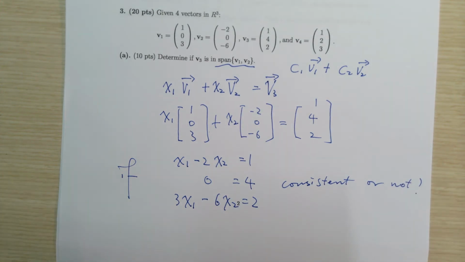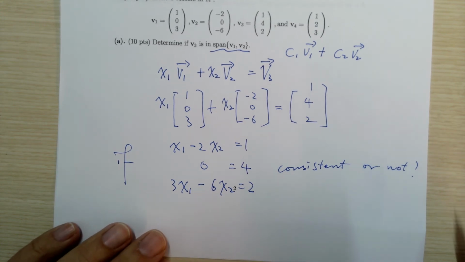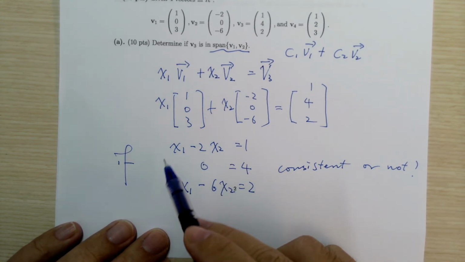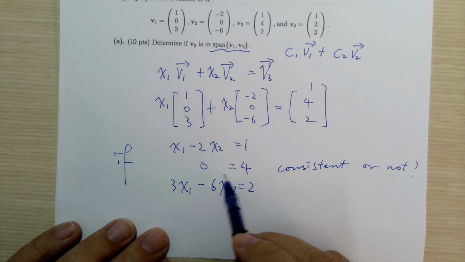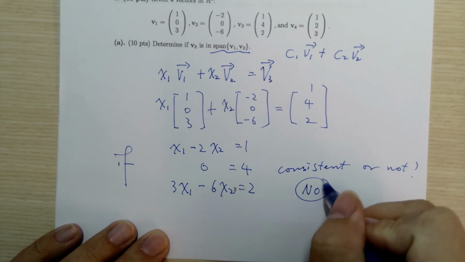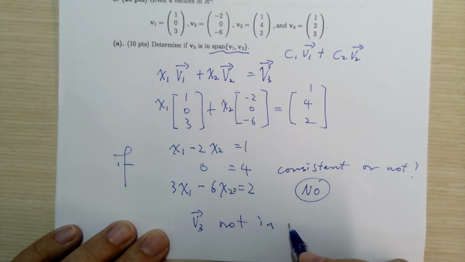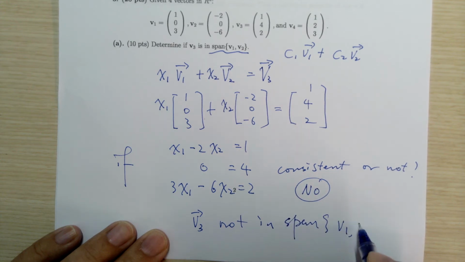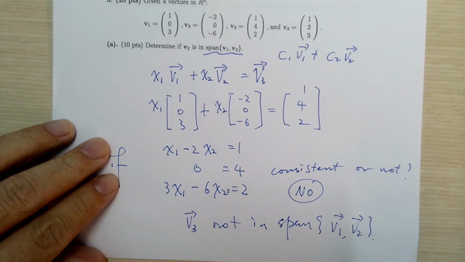So after here, you see, we're good to go. Why? Because immediately we can claim that this system of equations is inconsistent. Why? Because you have 0 equals 4, so it's not consistent, and hence the vector v3 is not in the span of v1, v2. Okay. So yeah.